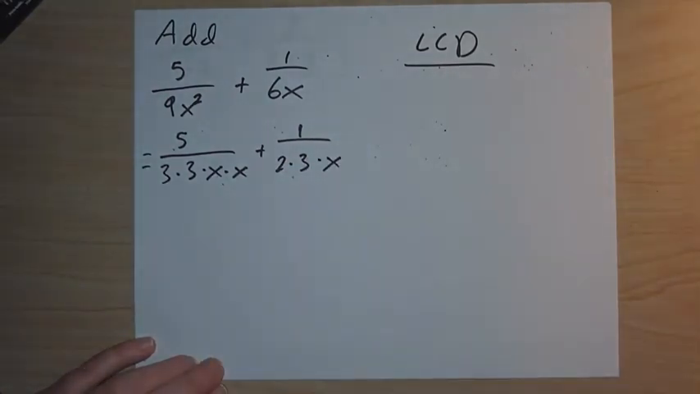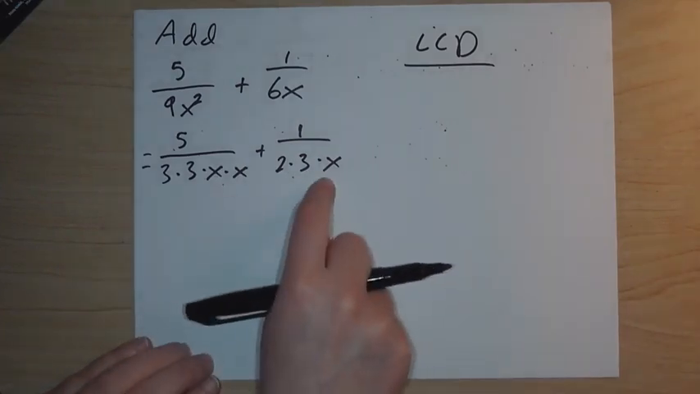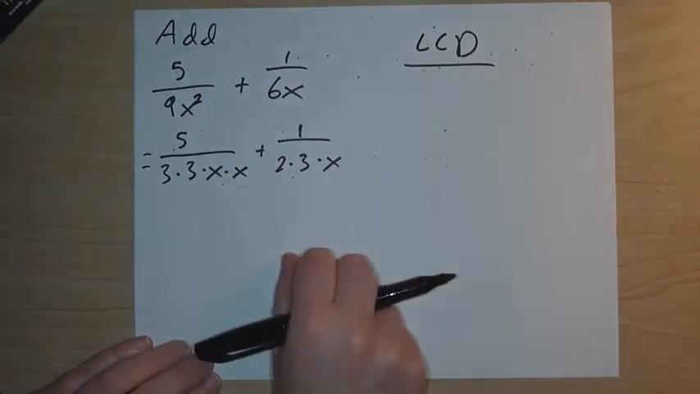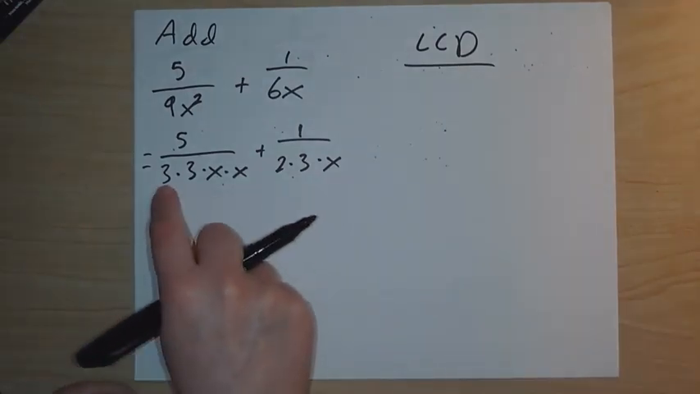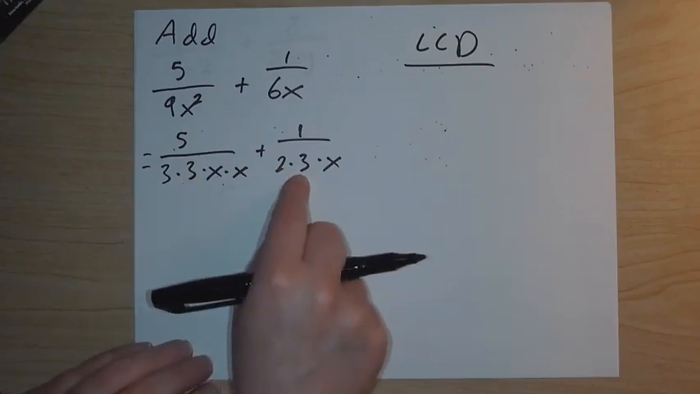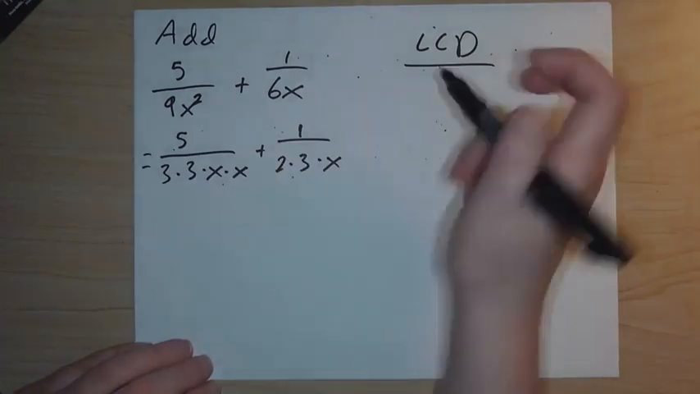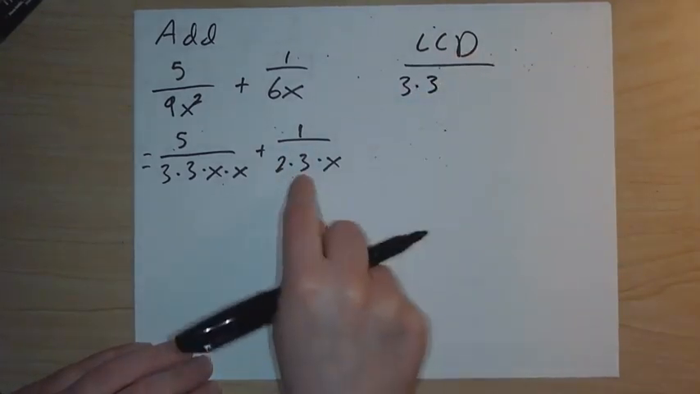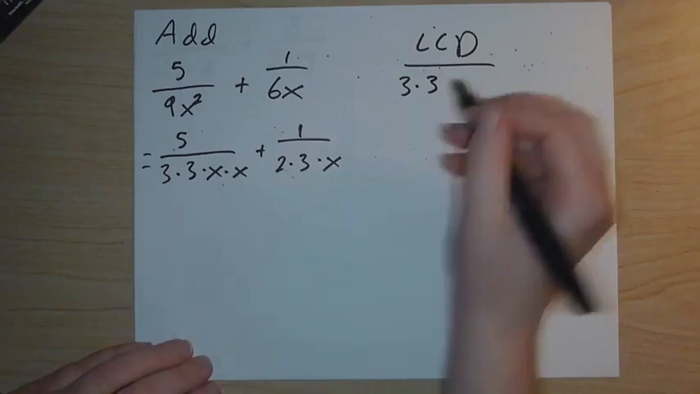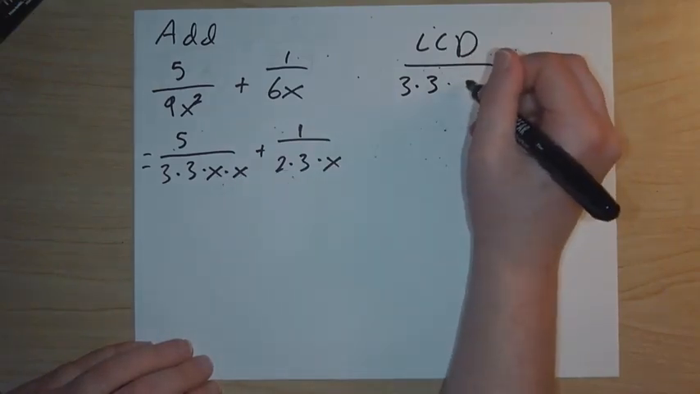And we're going to take all the unique factors of the denominators and multiply them together to find the LCD. So here we have 3 times 3. There's already a 3 here, so we don't have to multiply 3 times 3 times 3. We just keep 3 times 3. And we have 2 x's here, so we have to keep those 2 x's.